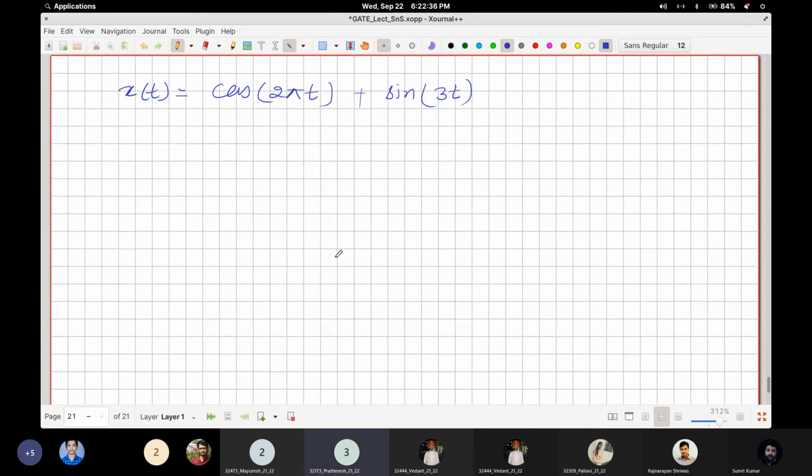Sir, not periodic. Why is it not periodic? If you take the ratio of angular frequencies, we can also take the ratio. So omega 1 divided by omega 2. What is omega 1 here? It is 2 pi. And what is omega 2 here? It is 3. So you are getting 2 pi by 3. Is this a rational number?